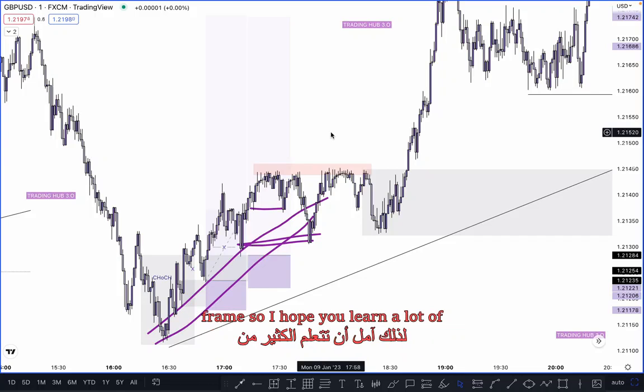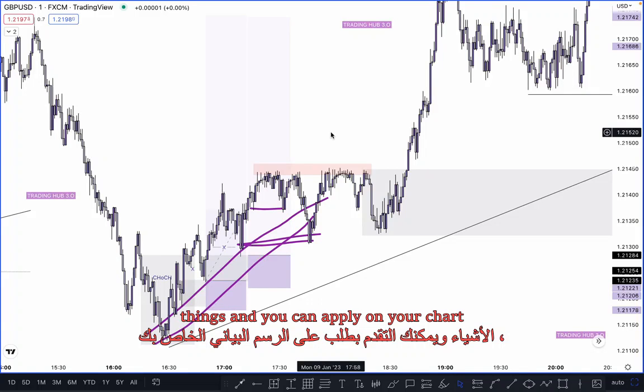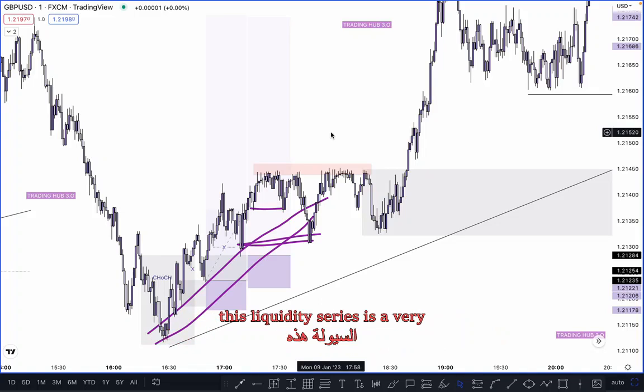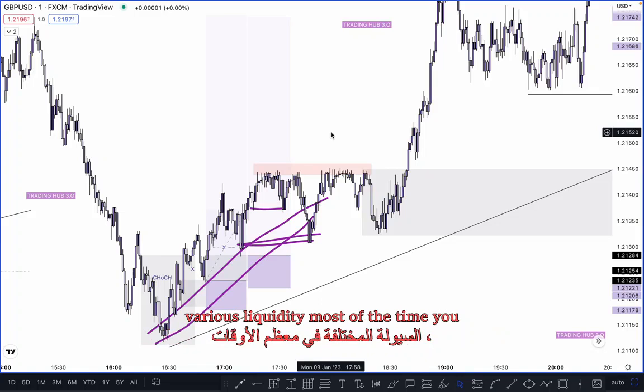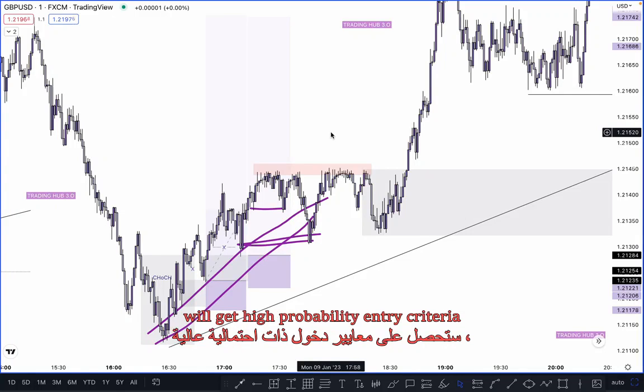I hope you learn a lot of things and you can apply them on your chart and backtest on your chart, and this liquidity series is very important for you. Once you identify where the liquidity is, most of the time you will get a high probability entry criteria.